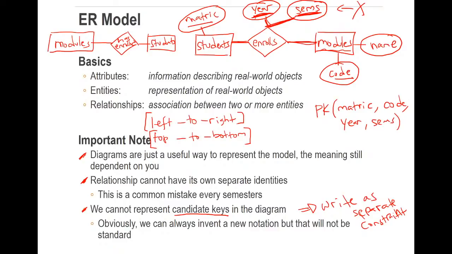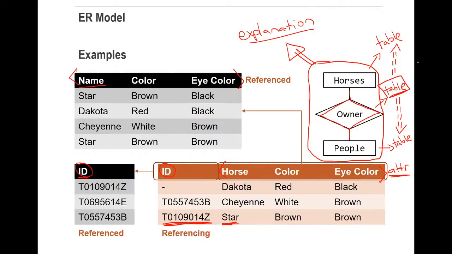There's a question: is there a difference between solid lines and dotted lines? The dotted lines over here are not part of the ER diagram. This is just me saying that this particular table has a foreign key to this particular table. It's not part of the ER diagram. There are no dotted lines on relationships or entities.